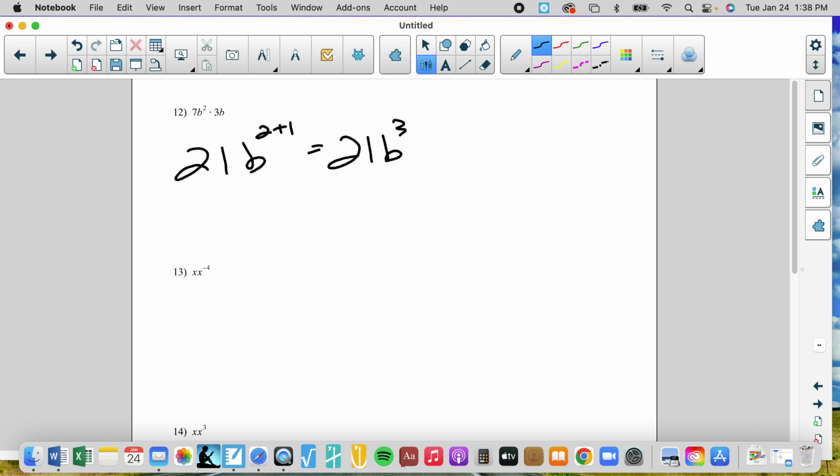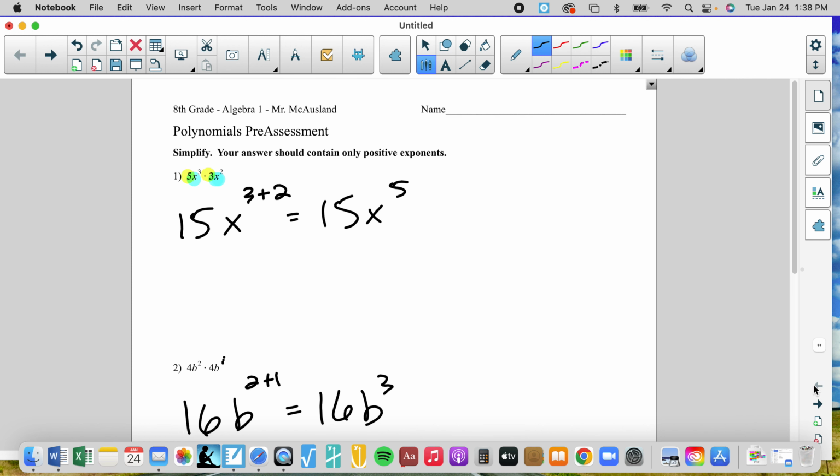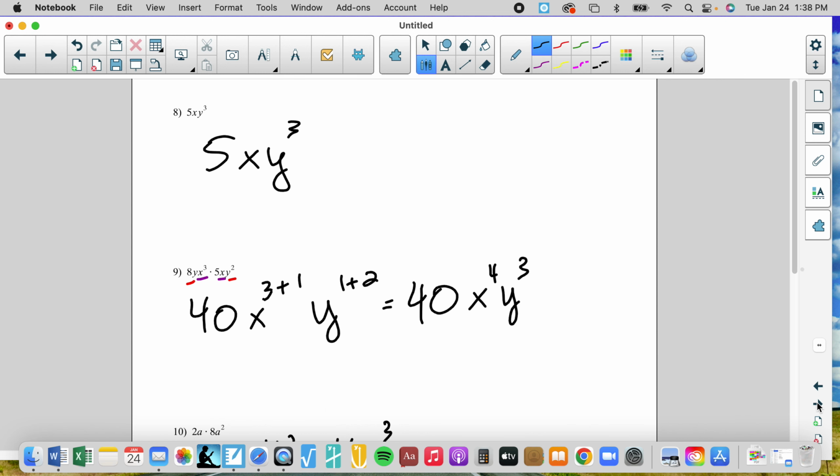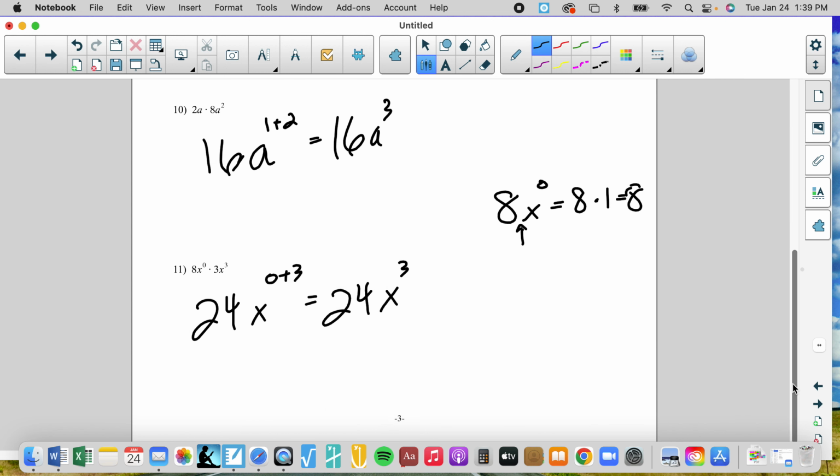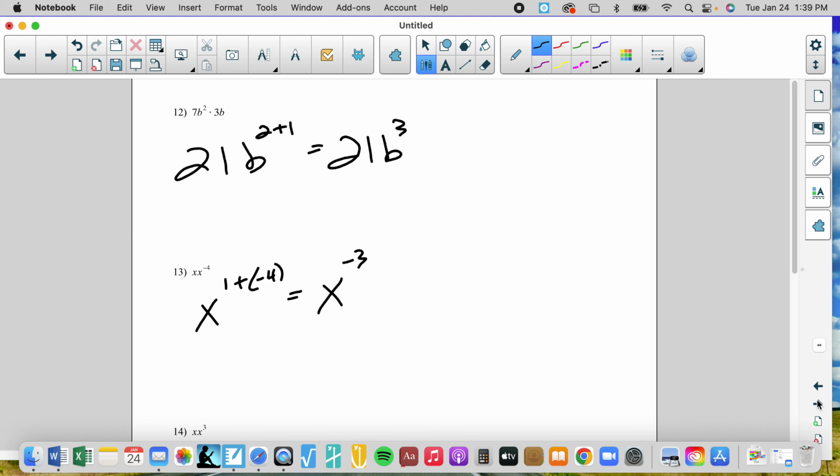Coefficients are 1 and 1, so we have like bases. We have x to the 1st plus -4, which makes x to the -3. Now, if we paid attention to the directions, they say contain only positive exponents. So we have to simplify that. We can't leave it with a negative exponent.